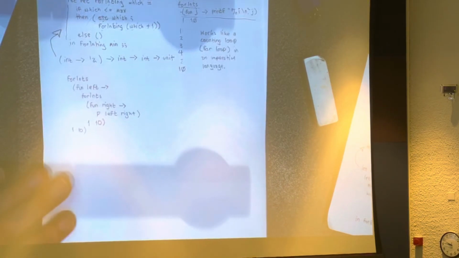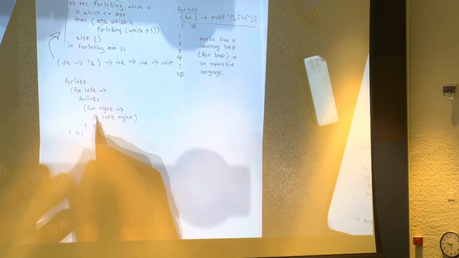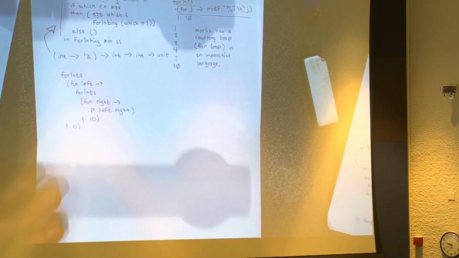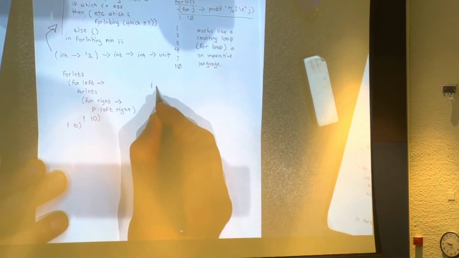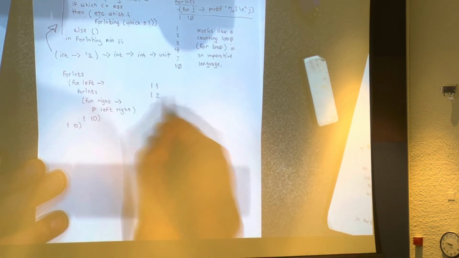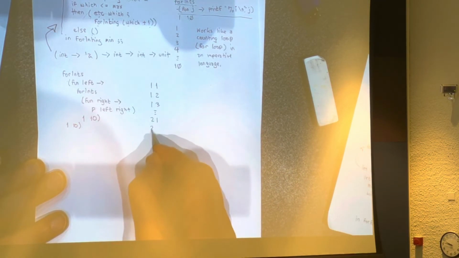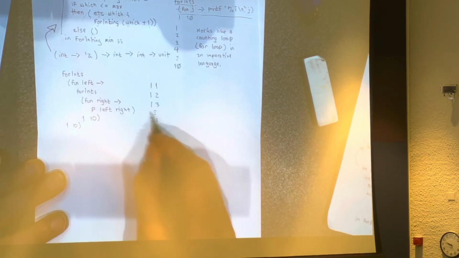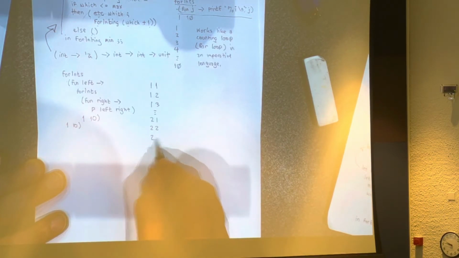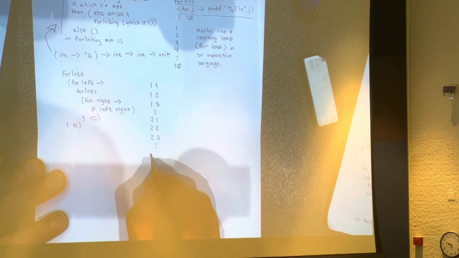So what does this do? Well, let's imagine p is printing left and right. So it would start out by printing 1, 1, 1, 2, 1, 3, then 2, 1, 2, 2, then it's going to, I skipped a bunch of them, right? 2, 3, and I've skipped a bunch more. And eventually it would go to 10, 9, and 10, 10.